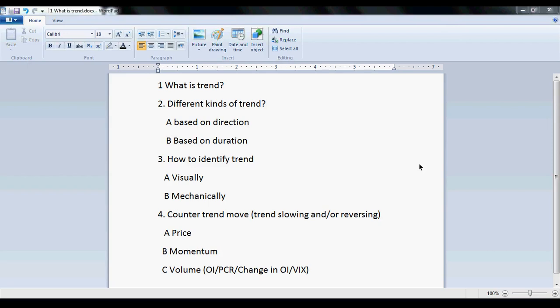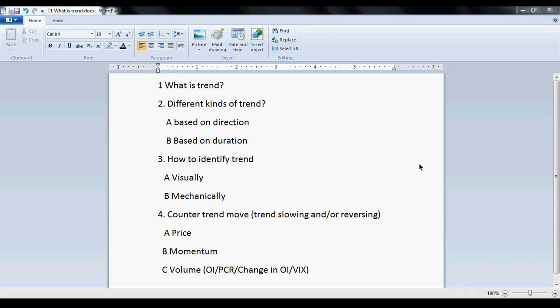Okay, so what is a trend? Trend is the general direction of a particular stock or indices. That means in which direction is the stock or indices moving, that is called trend. Okay, we'll again revisit all these things later, but first see what are the different kinds of trend and how to identify, because that is important.